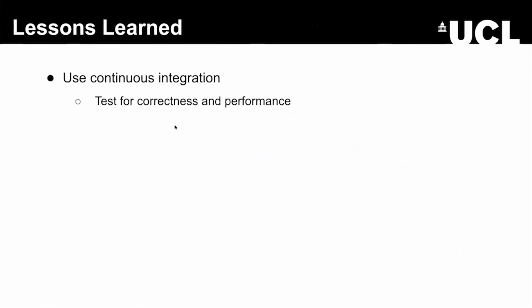So some lessons we learned over the course of this project: continuous integration is super useful. It helped us catch a lot of problems early and made our development cycles very fast. You can also use it for performance, which is nice, so you immediately see if the optimization you did was effective or not. When you're developing parallel code, testing in parallel is important because otherwise you miss interesting bugs.